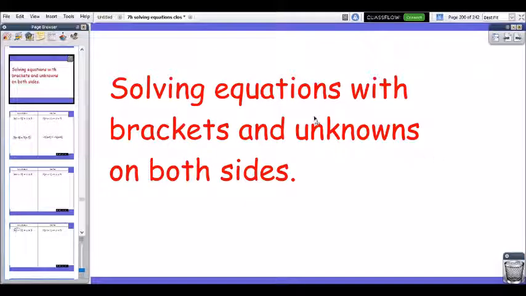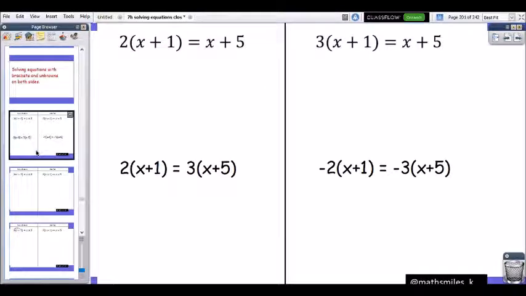In today's lesson we're going to be solving equations with brackets and unknowns on both sides. So I'm going to begin with 4 examples. I'm going to try the top 2 examples first and then we're going to try the bottom 2 examples.